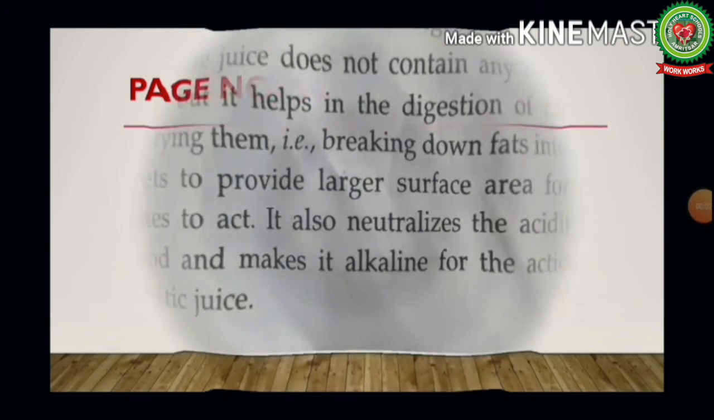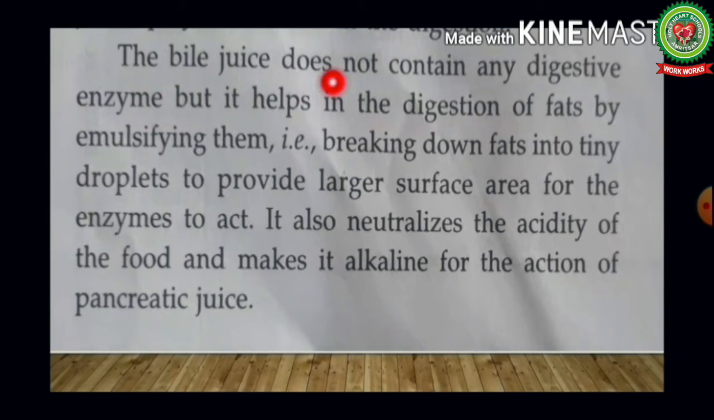Come to page number 50. Let's start the reading of this topic. The bile juice does not contain any digestive enzyme, but it helps in the digestion of fats by emulsifying them. Emulsifying means breaking down fats into tiny droplets to provide larger surface area for the enzymes to act. It also neutralizes the acidity of the food and makes it alkaline for the action of pancreatic juice.